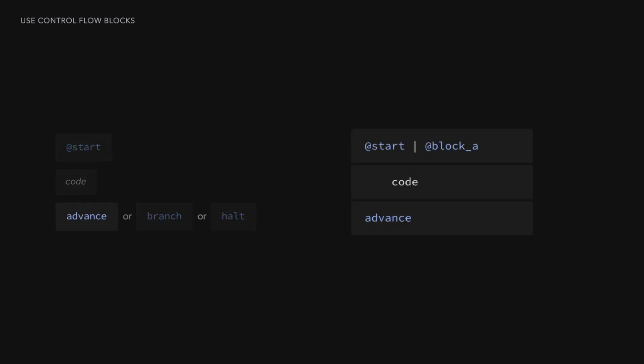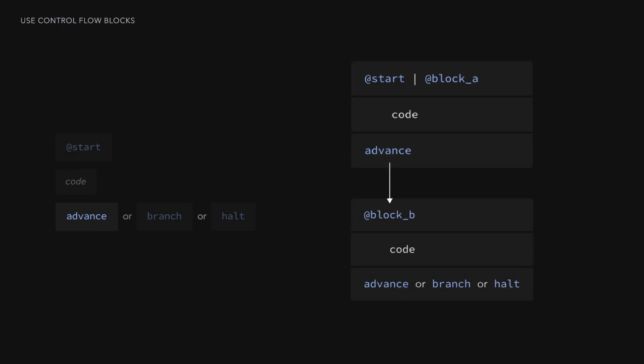The advance keyword closes a block and proceeds to its single successor block. Here, block B is the successor block, so the execution proceeds to block B.